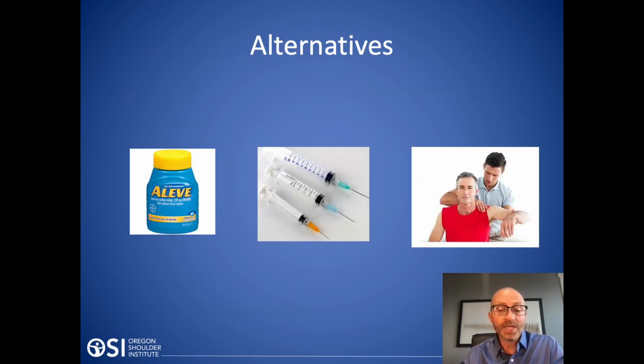Alternatives to shoulder replacement, hopefully you've talked about these or considered these prior to watching this, but these are the basic orthopedic principles: anti-inflammatories, injections, and rehab. Injections will typically consist of cortisone. Sometimes you can try platelet-rich plasma for arthritis, particularly if it's mild arthritis.